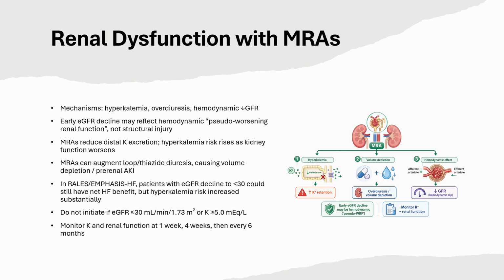A 2025 meta-analysis found that spironolactone was associated with an increased risk of kidney injury with a relative risk of 1.78, while eplerenone and finerenone did not show an increased risk. Essentially, what I'm trying to get at is that certain patients may benefit from continued treatment, but we shouldn't ignore the labs either. I'll finish up this slide with a reminder to not initiate mineralocorticoid receptor antagonists if the patient has an eGFR of less than 30 mL per minute or a serum potassium of 5 or higher. The American College of Cardiology recommends monitoring potassium and renal function at about 1 week, then 4 weeks, then every 6 months.